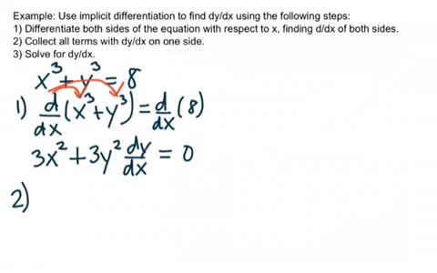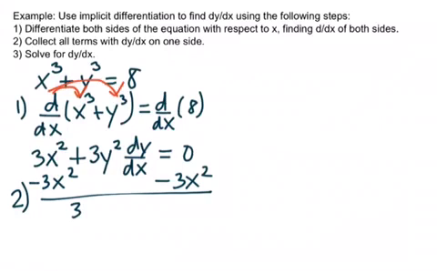Step 2 says to collect all terms with dy/dx on one side. So notice here I only have one term. In order to get dy/dx on one side, I'm just going to subtract 3x squared on both sides of my equation. So I get 3y squared dy/dx equal to negative 3x squared.